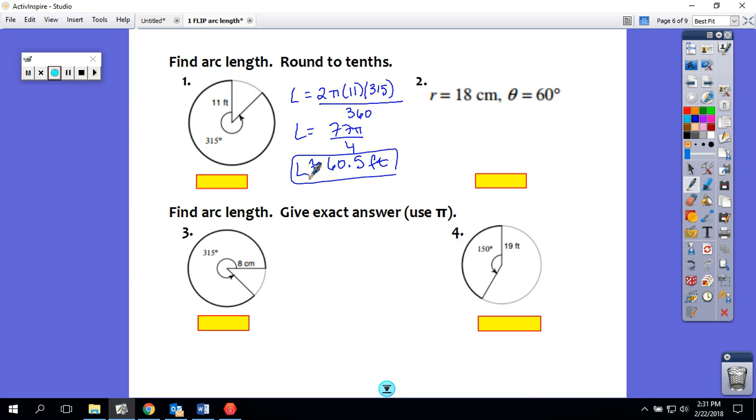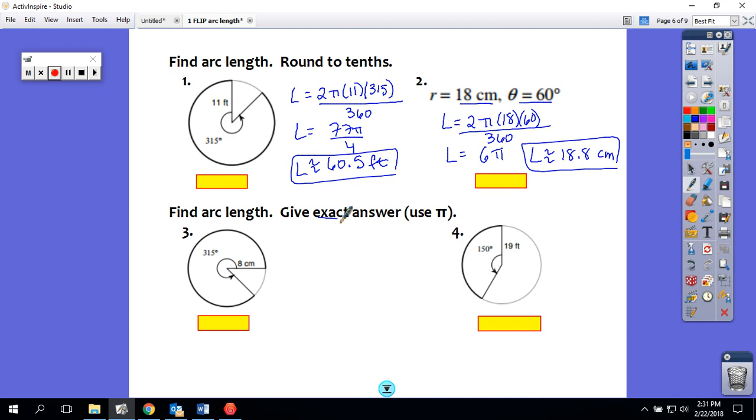Alright, for the second one, we don't have a picture, but we know the radius and theta. All we have to do is plug it in. So 2 times pi times the radius times theta over 360. We punch that in the calculator. And that gives us 6 pi, and as a decimal, 18.849, so about 18.8. And our units were centimeters, so 18.8 centimeters.